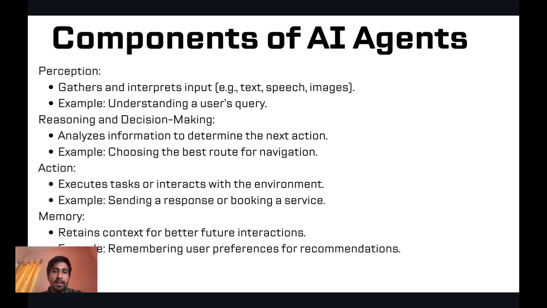So, the components of AI agents. Generally an AI agent has a perception component which can gather and interpret input like text, speech or images, and a reasoning and decision making component which analyzes the information to determine the next action. And there is a tool or action component which can execute the task or interact with the environment. And there is a memory component which can retain context for better future interactions and remember user preferences for better efficiency and preference recommendations.